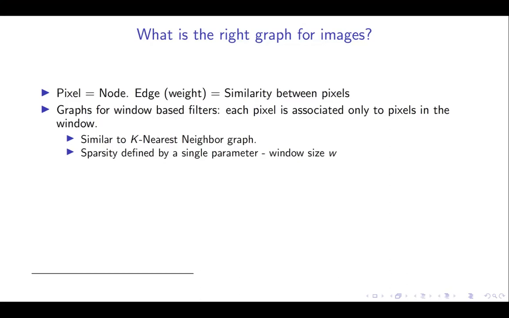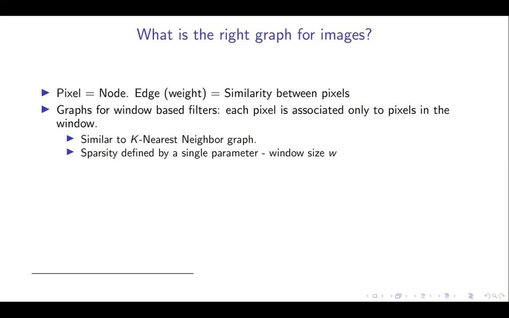Note that this approach is equivalent to a k nearest neighbor approach, where we select k according to the number of neighbors in a given window size. A problem with this kind of graph construction is that the sparsity of the image graph is based on an ad hoc parameter, namely the window size.